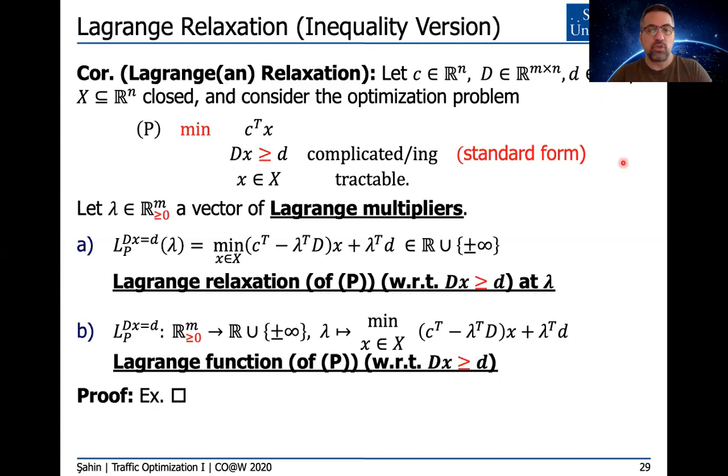There is also a version of Lagrangian relaxation of inequality constraints. If you put them into standard form, as here, you simply have to use non-negative multipliers.